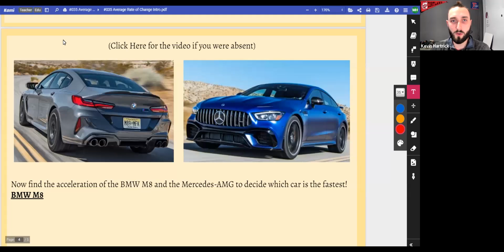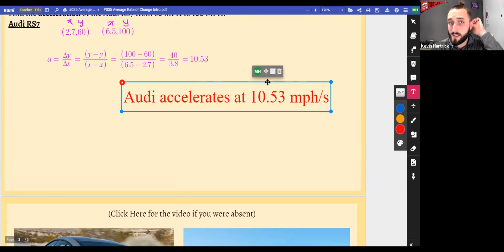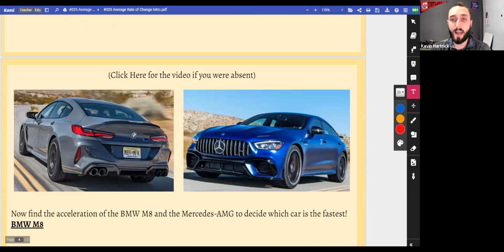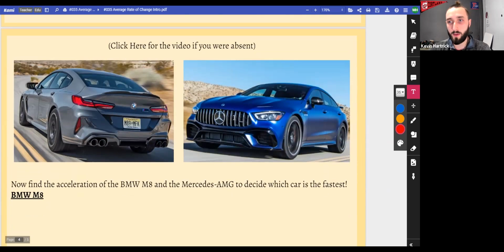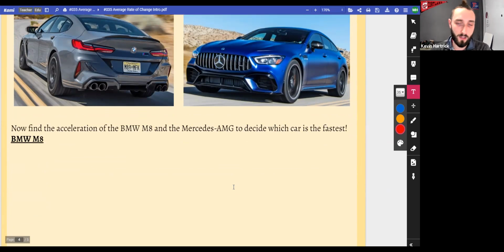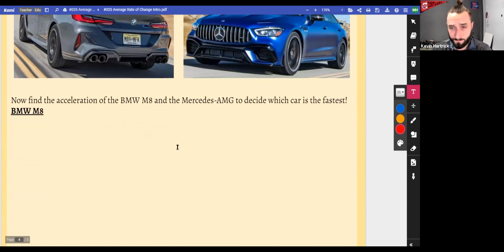All right, so we've almost determined which one's the fastest. We just determined how quickly Audi was accelerating between the 60 mile per hour and the 100 mile per hour mark. It was 10.53 miles per hour per second. Now we're trying to figure out for BMW and for the Mercedes what their acceleration is so that we can compare them and determine which one is the quickest. So let's do the BMW M8.